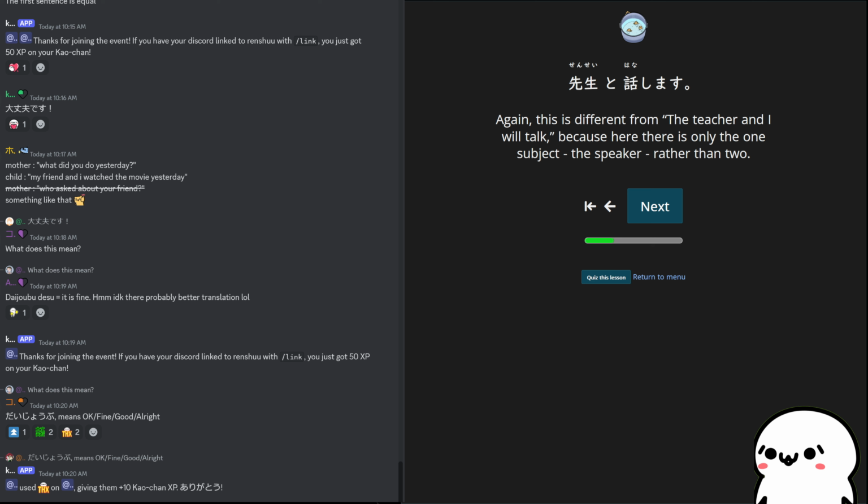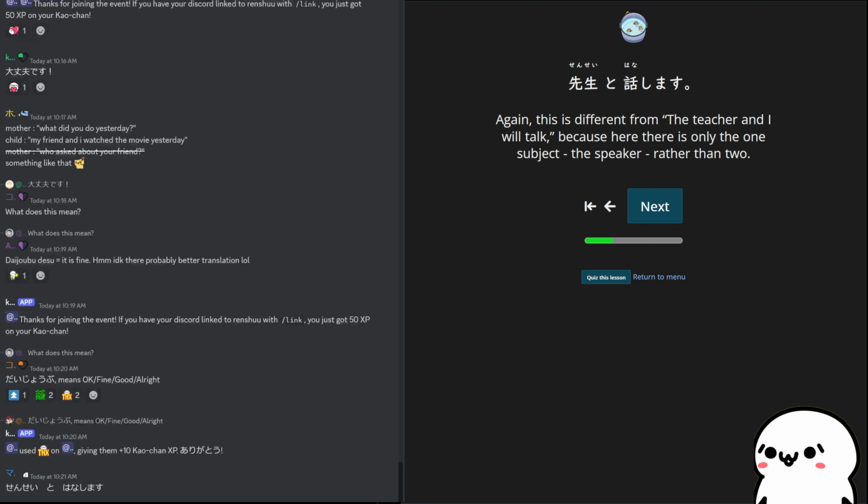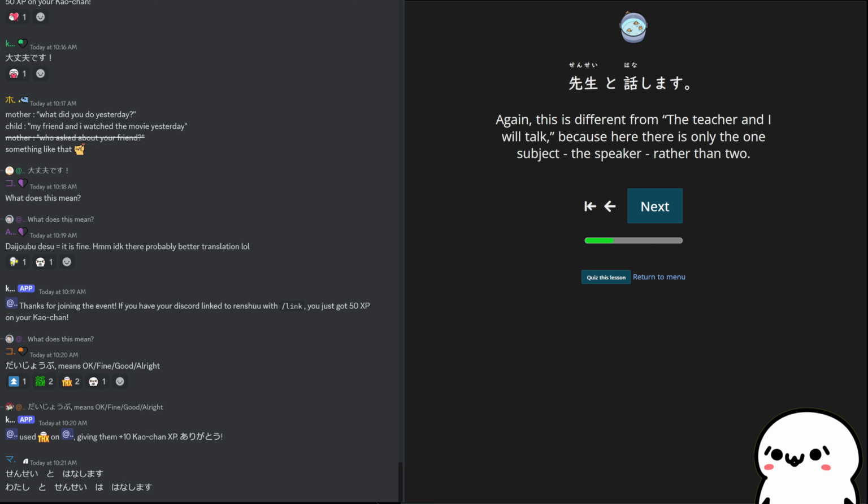And the screen share has the hiragana on it. So I'm going to stick with the hiragana. Okay, look at these two. The first one's the same as what's on the screen. The second one's a new one I just added. Sensei to hanashimasu.